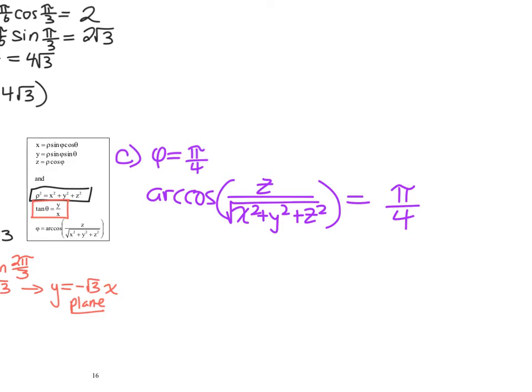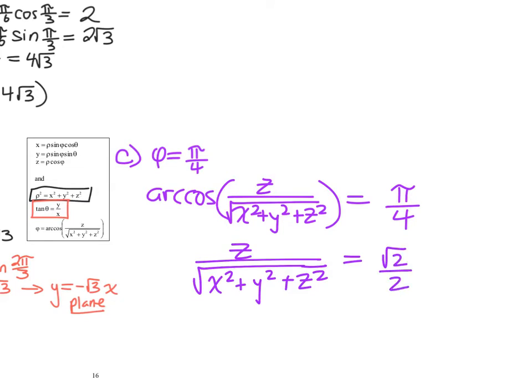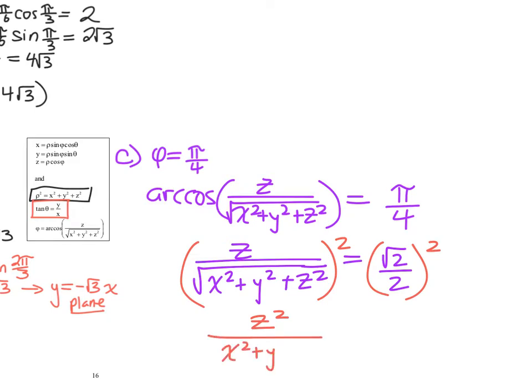All right, so I'm going to take the cosine of both sides, and we're going to get z over all that good stuff again. What is the cosine of pi over 4? Square root of 2 over 2. I got a radical there. I don't want it, so I'm going to square both sides. So z squared over all that jazz is equal to 1/2.